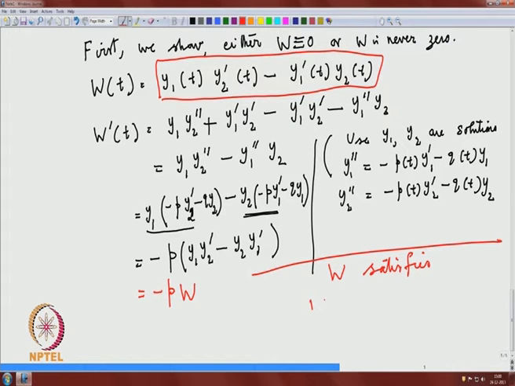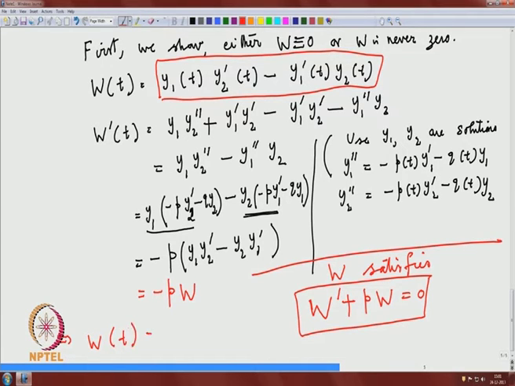W prime plus pW is equal to 0. So, that shows immediately W satisfies a first order homogeneous linear equation, and that implies immediately your W(t) is given in terms of the integral. Immediately you will see that W(t) is equal to c times the exponential of minus the integral of p(t) dt. You see your correct equation to be done.